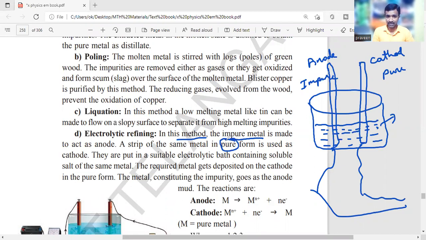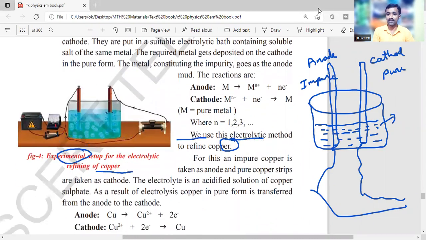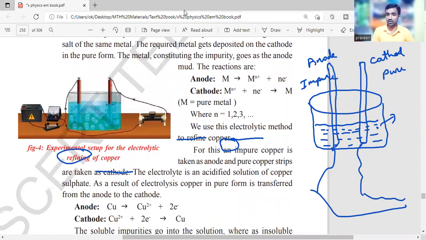Underline this objective bit. Then a suitable electrolyte is added, containing soluble salts of the same metal, pure and impure. For example, in the case of copper, it contains the salt of the same metal, such as copper sulfate, copper oxide, the same metal salts only, one in the oxide form and one in the sulfide form. So it can be copper metal containing copper sulfate. See here, the same metal having impurity sulfides, so we need to reduce them.